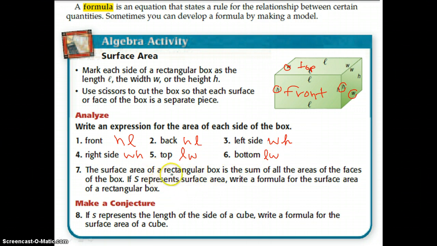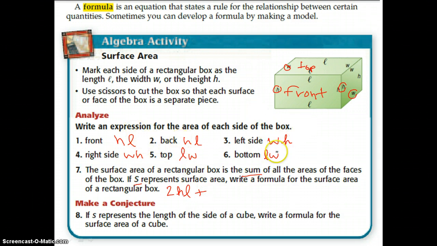The surface area of a rectangular box is the sum of all the areas of the faces of the box. So let's say S is going to represent the surface area. Write a formula for the surface area of the rectangular box. Well, we have an HL and an HL, so wouldn't that be 2 of them? So 2 times HL. Remember, this is a sum, so we're going to be adding. So that's the area of the front and the back.